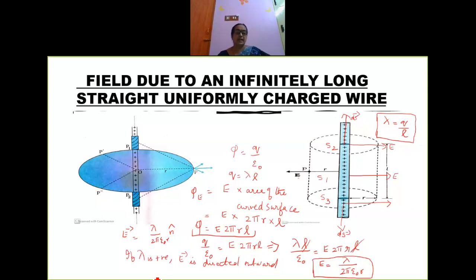Suppose lambda is going to be negative, children, then what will be the direction of E? Can you guess? So E vector is directed inward if lambda is going to be negative. So this is the first application of Gauss law. Clear?